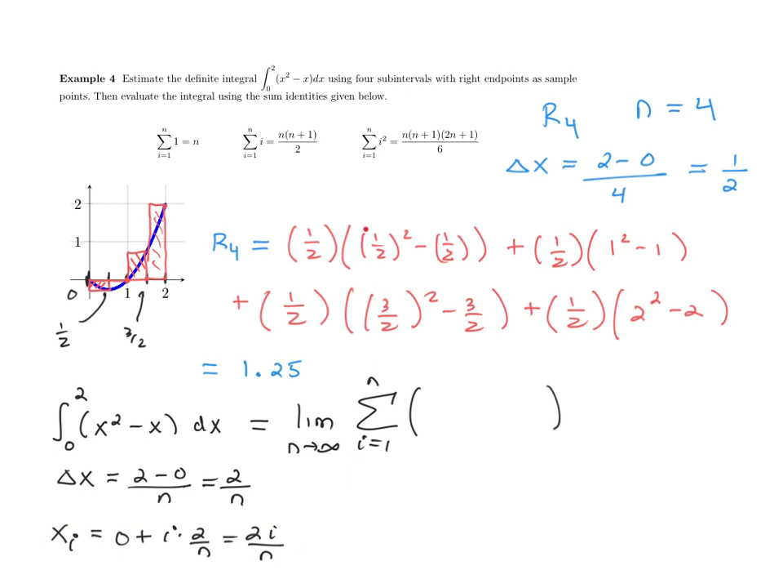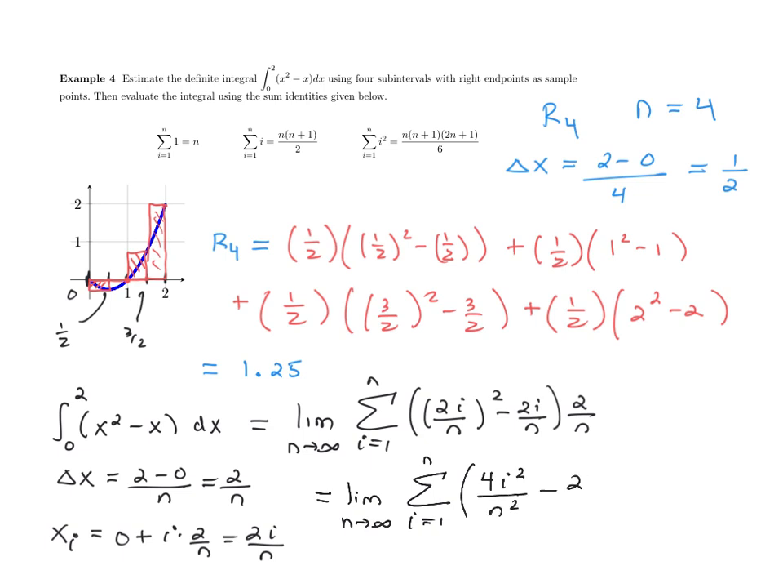I'm going to put this in place of both of these x's. So we get 2i over n squared minus 2i over n, and this is multiplied by 2 over n. This is the function evaluated at x sub i times delta x. I'll square this, I'll distribute in the 2 over n, and we'll go from there. This is the limit, as n goes to infinity, of the sum of i going from 1 to n of 4i squared over n squared minus 2i over n. And on the next slide, I will distribute this 2 over n to both terms.